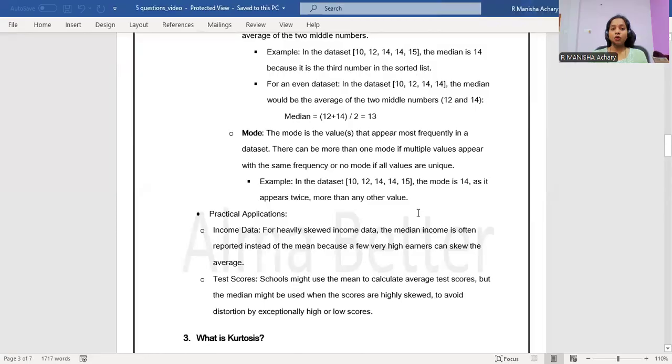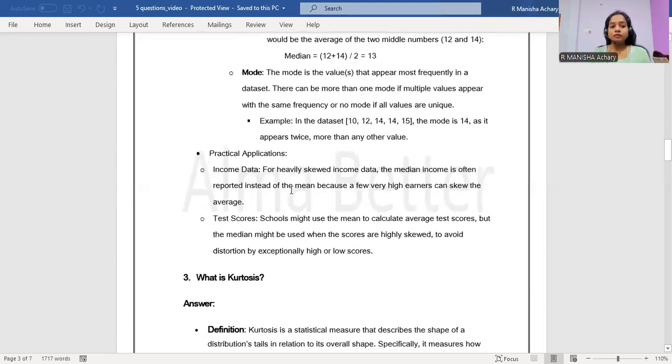Next, what is mode? The mode is the value that appears most frequently in the dataset. It can be a single value or many values. So in the same dataset, the mode is 14 because 14 has appeared twice as compared to the other data.